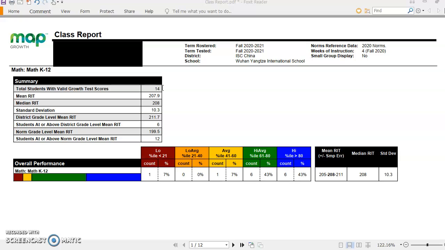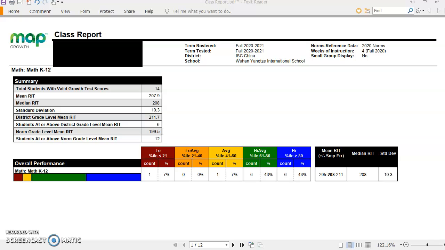It's important to know that if your class or your grade level was below 10, you're not going to get data. You're not going to get the mean RIT, the median, or the standard deviation because the population was too small. As I look at this, first I'm looking at the norm grade level mean. This is what the students in this grade level scored all across the world. This is the average score.